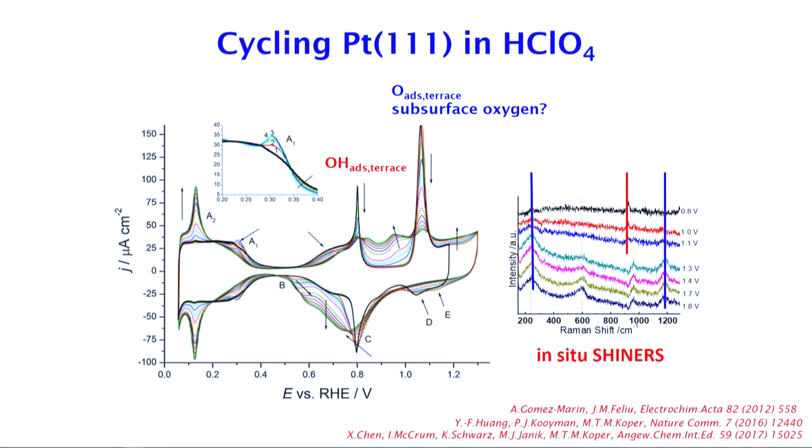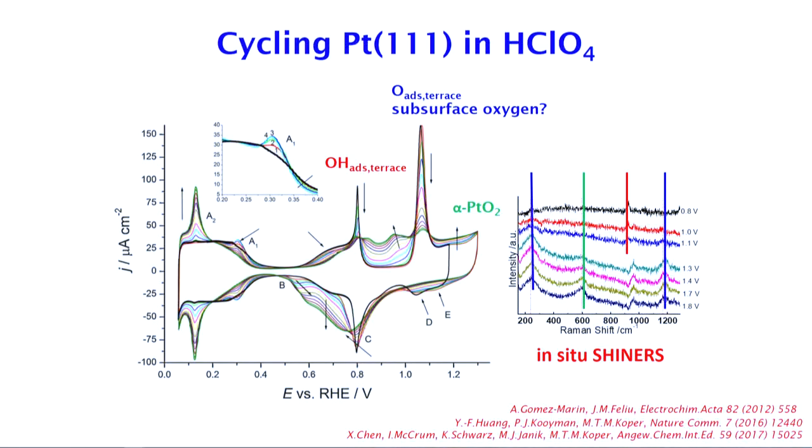But if you go back after this peak, you see that there is an irreversibility here. You also see that the surface remains the same, or doesn't seem to change, and what we conclude from that is that the surface actually doesn't restructure if we go through this peak where we make this atomic oxygen or maybe even subsurface oxygen. So this is sometimes also referred to as a reversible place exchange process.